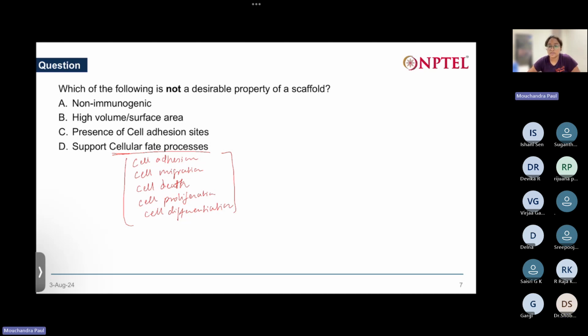As I was saying, one of you has answered that option B is correct. What about the others? What is the correct answer according to others?